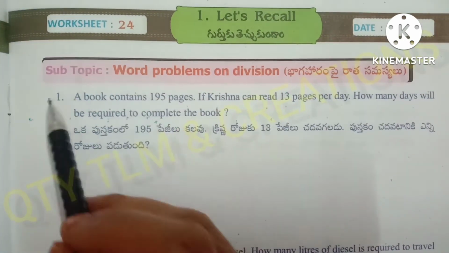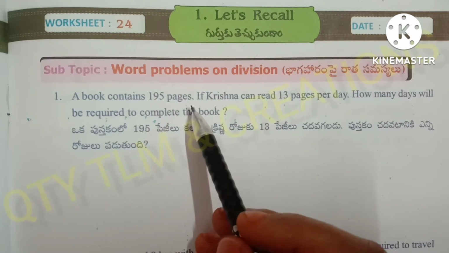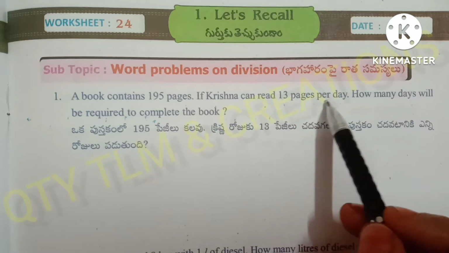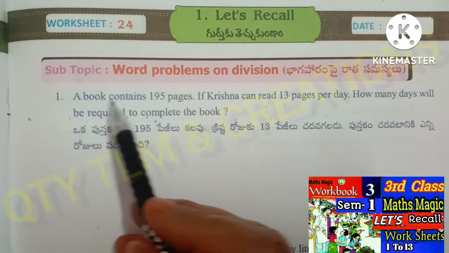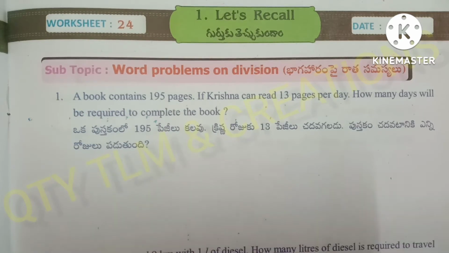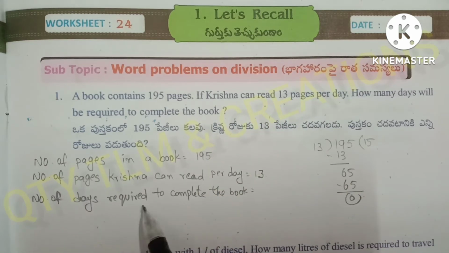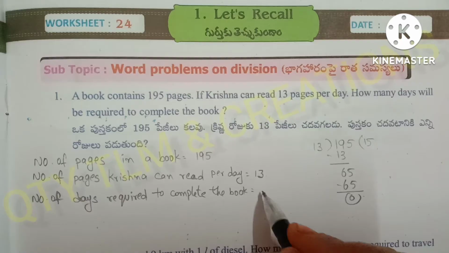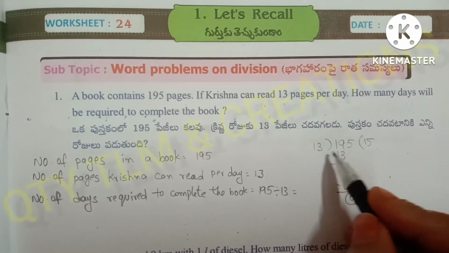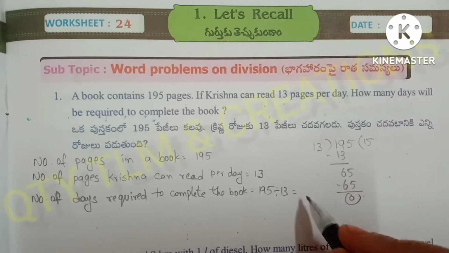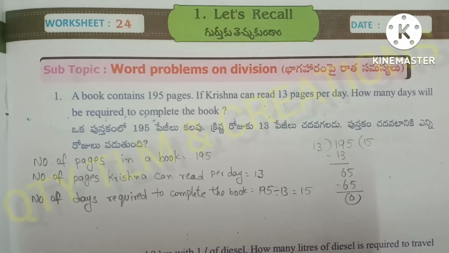Next, worksheet number 24. Subtopic: word problems on division. First question. A book contains 195 pages. If Krishna can read 13 pages per day, how many days will be required to complete the book? Number of pages in a book equals 195. Number of pages Krishna can read per day equals 13 pages. Number of days required to complete the book equals 195 divided by 13. So 13 divides 195 for 15 times. So the number of days required to complete the book is 15 days.